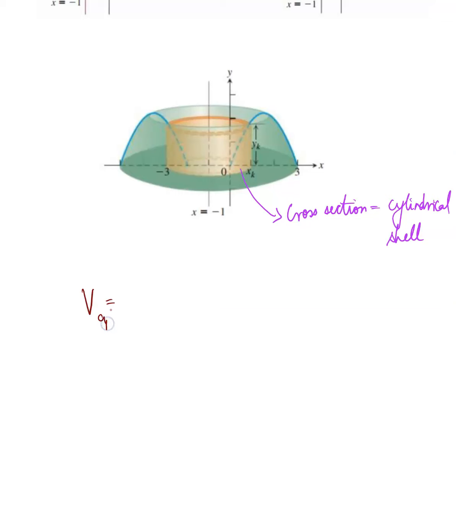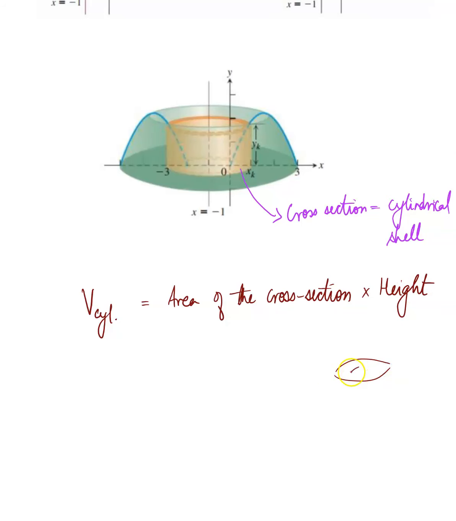the volume of, let's say, one cylinder, right, will be the area of the cross-section, as we saw before, times the height, the thickness, right? I'm just trying to derive this formula for us. So you have the cylinder, not too long. The area of the cross-section would be a washer, isn't it? The area of the cross-section.